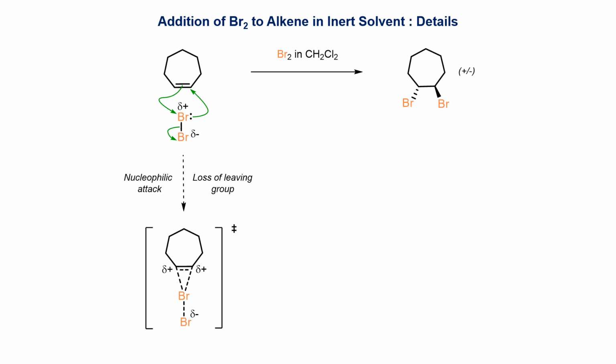Since bromine is a large atom and it has lone pairs, it is capable of bonding to both carbons at the same time, making the bromonium ion more stable than the carbocation alternative.